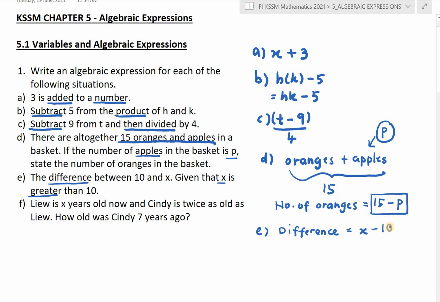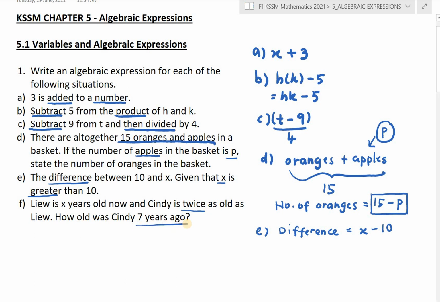And then let's look at question F. Liu is X years old now and Cindy is twice as old as Liu. Okay, twice. Dia kata Cindy tu twice means that Cindy ni umur dia 2 kali ganda daripada umur Liu. So how old was Cindy 7 years ago? Pada 7 tahun yang lalu, berapakah umur Cindy?